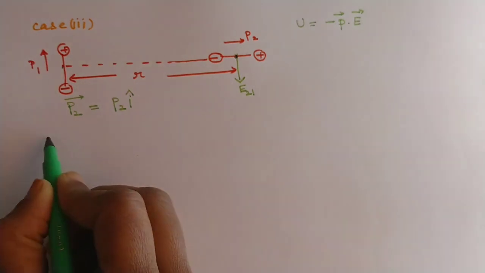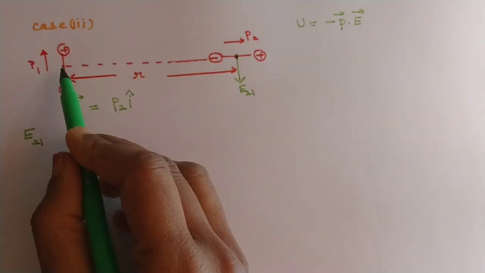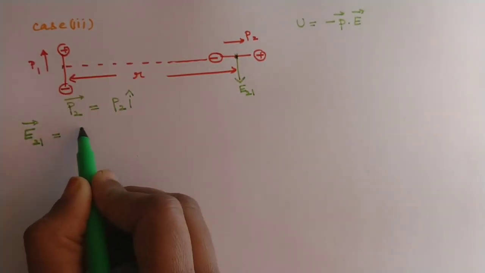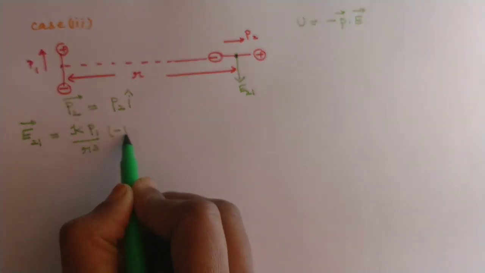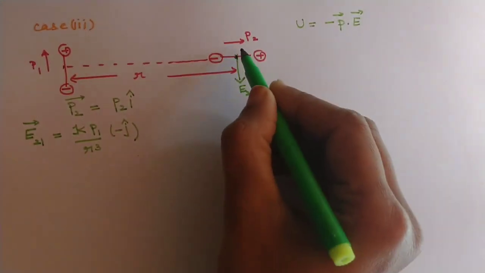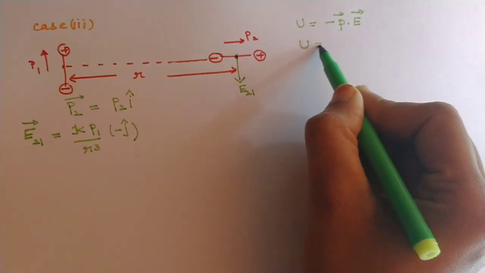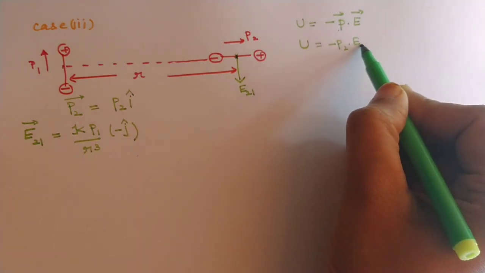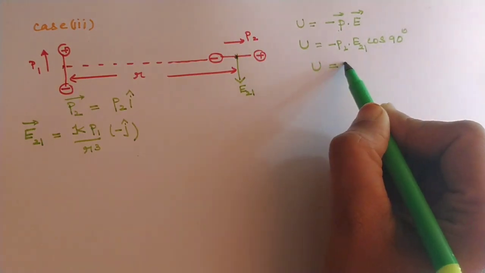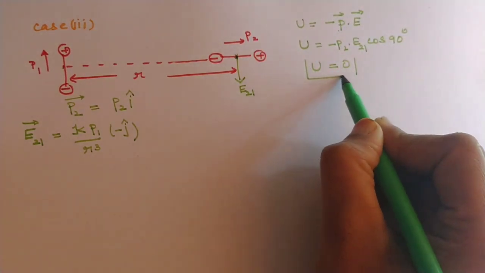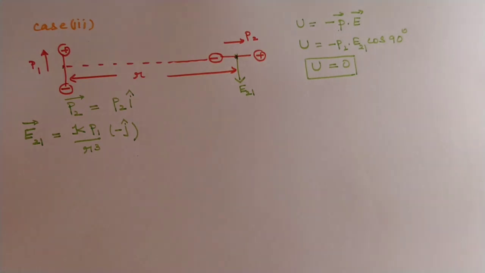I will call this E21. So write the magnitude E21, the field produced at this point due to the first dipole. For the equatorial line, we write it as K into P1 divided by R cube. Direction is minus j cap. Since the dipole moment and electric field are perpendicular to each other, the dot product is minus P2 into E21 into cos 90. Cos 90 is 0, so the potential energy would become 0. So this is the potential energy or interaction energy between the dipoles.